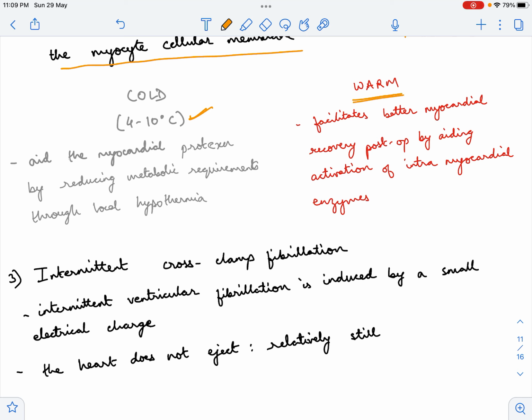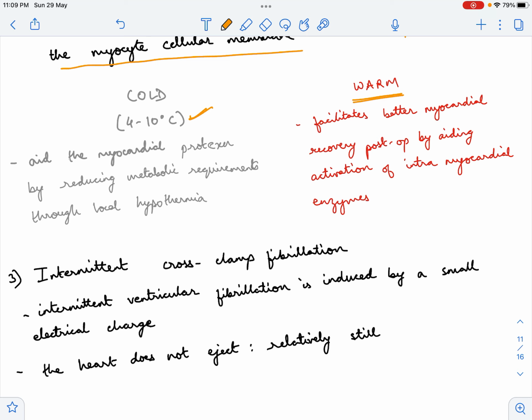Now, each has its own advantages. The advantage of a cold solution is it aids myocardial protection by reducing the metabolic requirements through local hypothermia. So, as I explained earlier, when you inject a cold solution into the heart, the metabolic requirement of the heart decreases and that protects the heart.